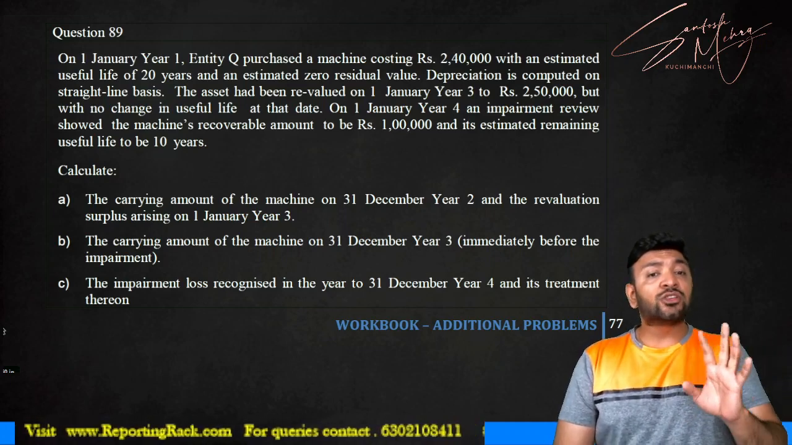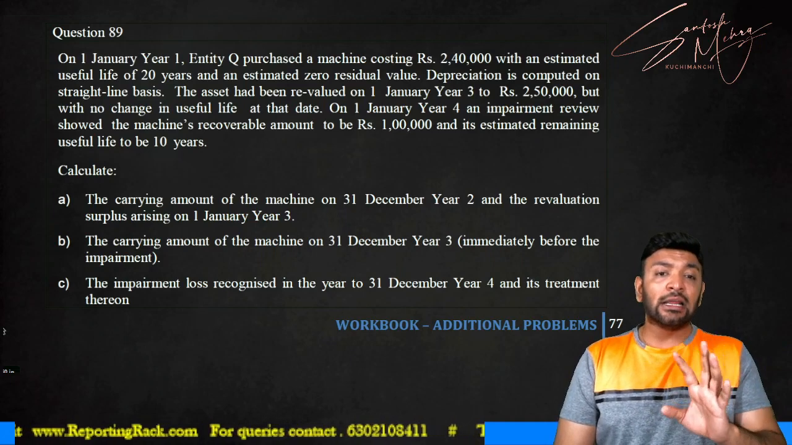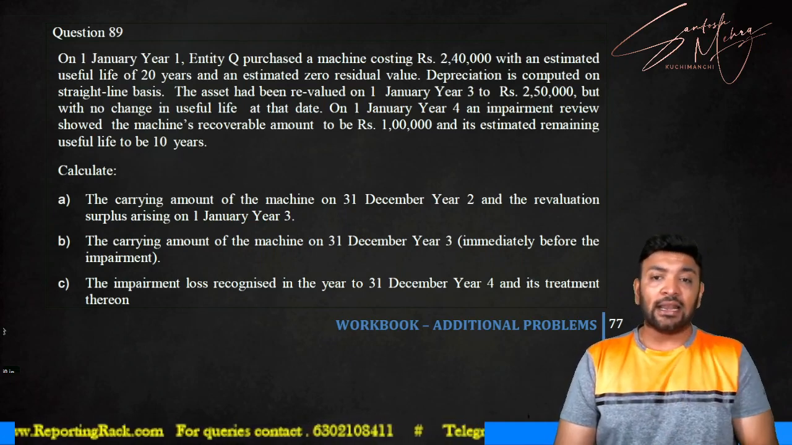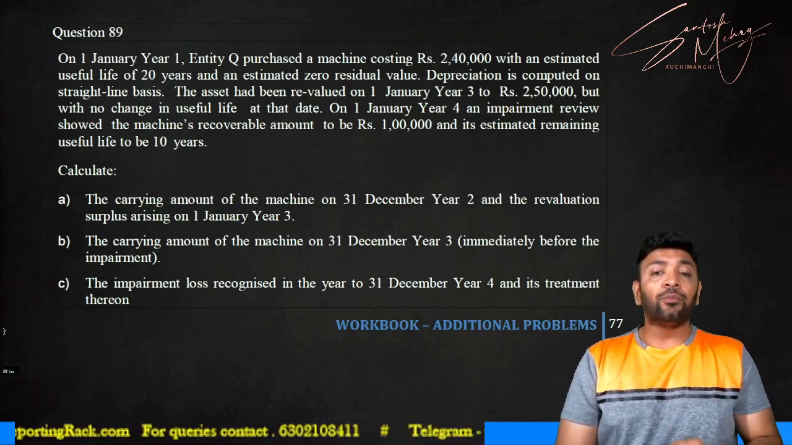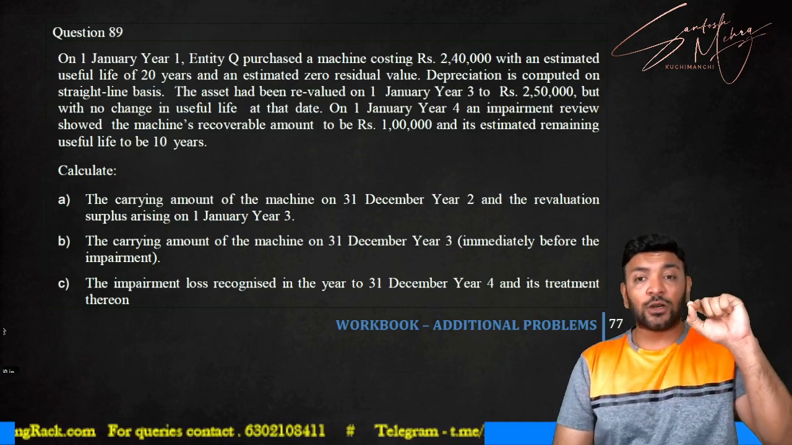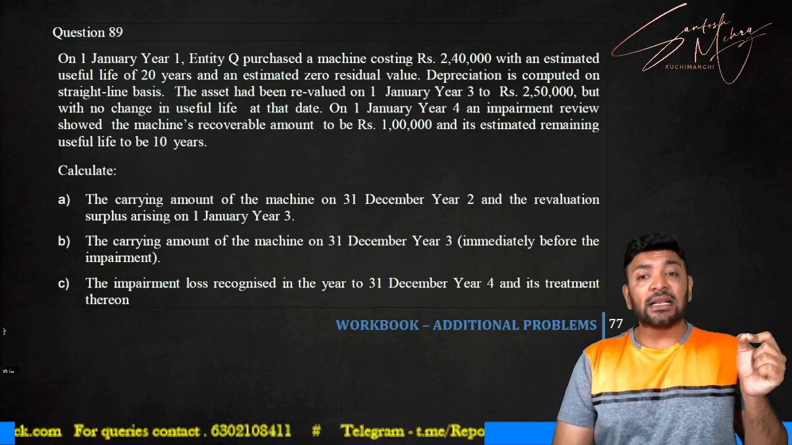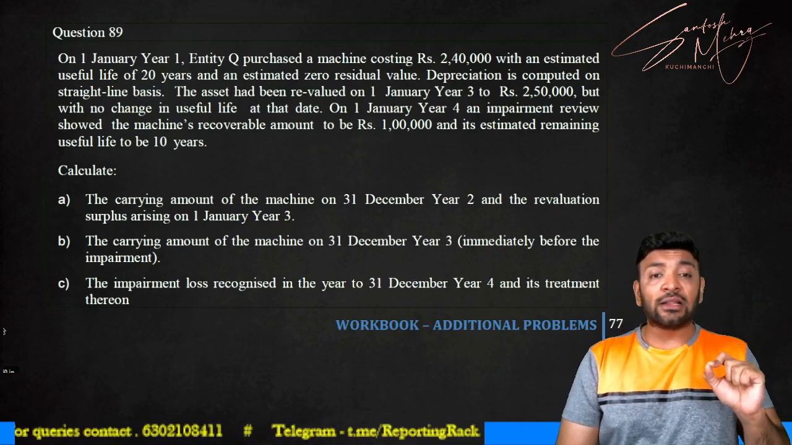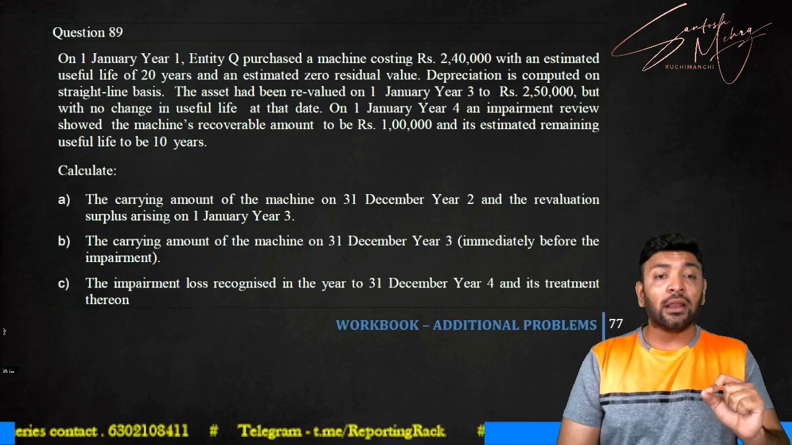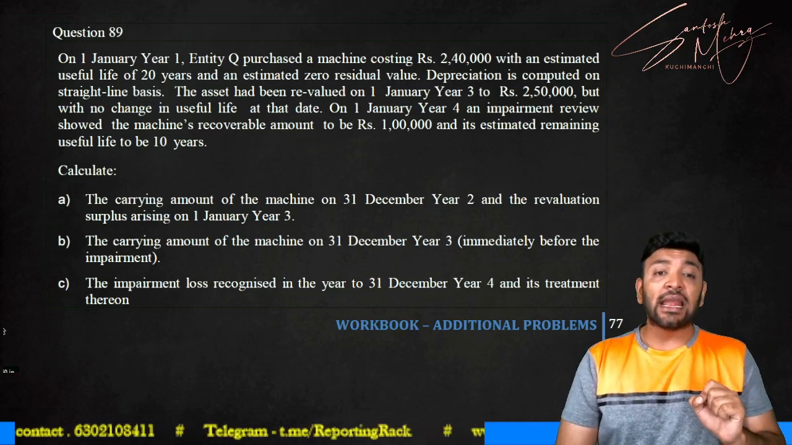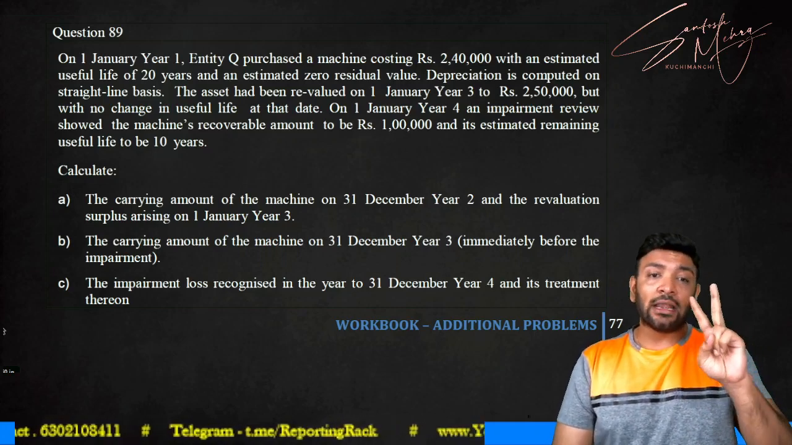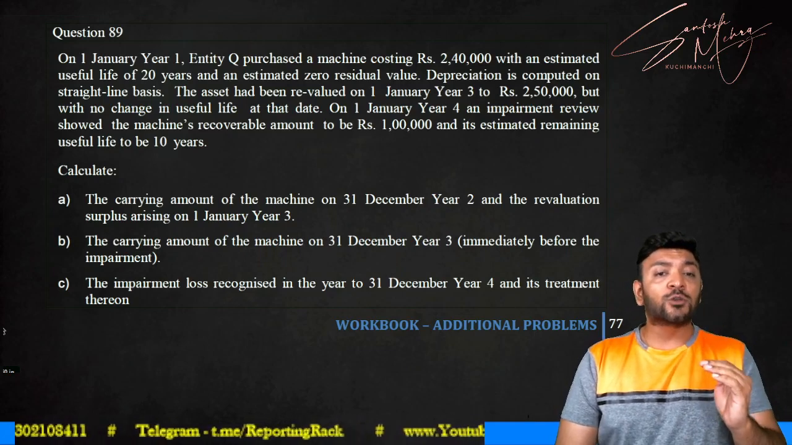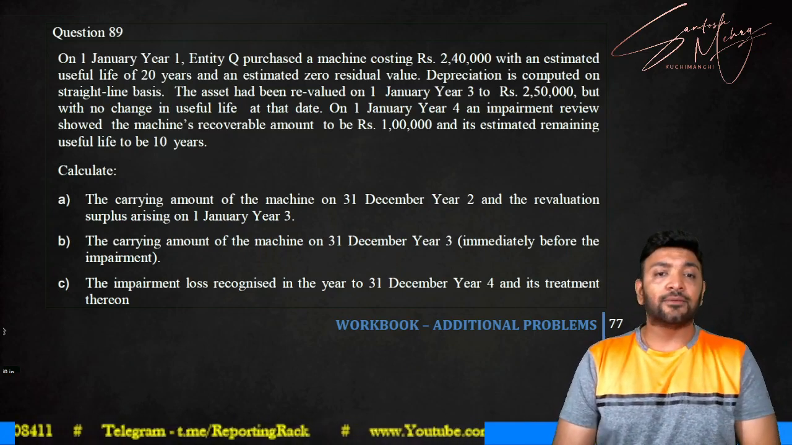However, there is no change in the estimated useful life on that date. So therefore, 14,000 would have been transferred to revaluation surplus. The asset would have been increased to 2,50,000. Now this 2,50,000 should be depreciated over 18 years. Why 18? Because 2 years have already passed by. So the remaining useful life is only 18 years.